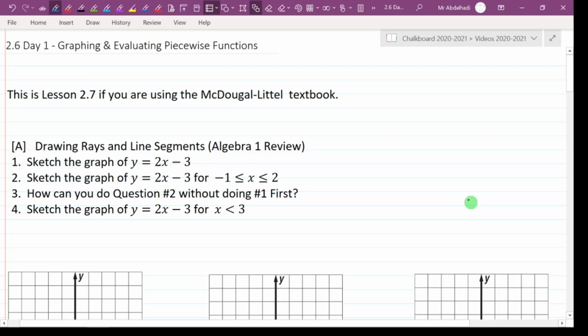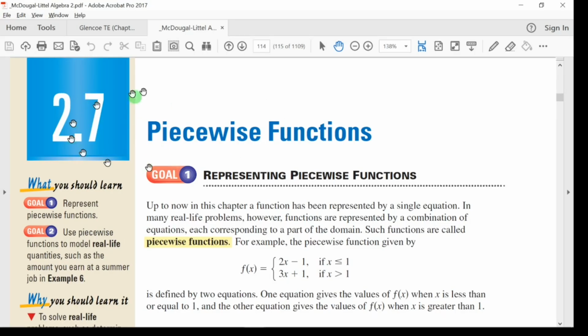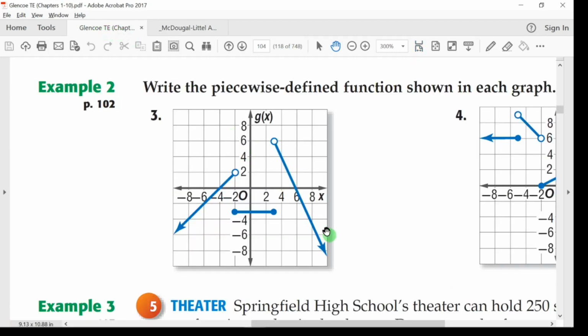Okay, welcome back. Today we're going to be talking about piecewise functions, how to graph them, how to evaluate them. This is section 2.1 in the Glencoe textbook, but if you're in the McDougall-Littell textbook, it's 2.7, which is this one right here. So if you're in the Glencoe, it's 2.6, otherwise it's 2.7. Now, what is a piecewise function?